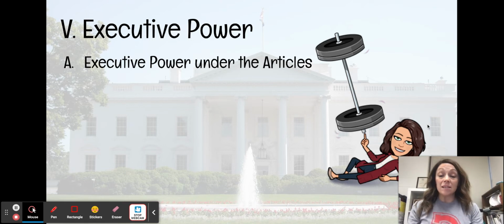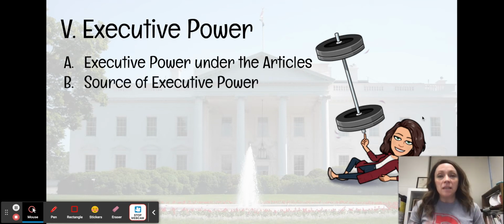So one of the reasons that we wanted to switch from the Articles of Confederation to the Constitution was because we needed an executive branch to lead us. We needed someone who was clearly in charge to be the leader of our country. All right, so the sources of executive power.